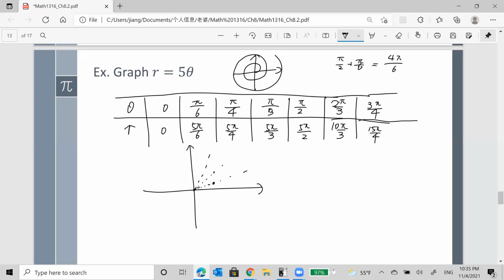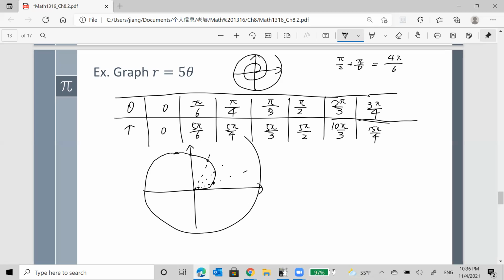It's more than this one, about here. About this. So pi over 2. So the angle becomes here, 5 pi over 2. So this one is 5 pi over 2. And then this angle, we have 10 pi over 3. It becomes bigger, and this one has the bigger r. So it's going like this.